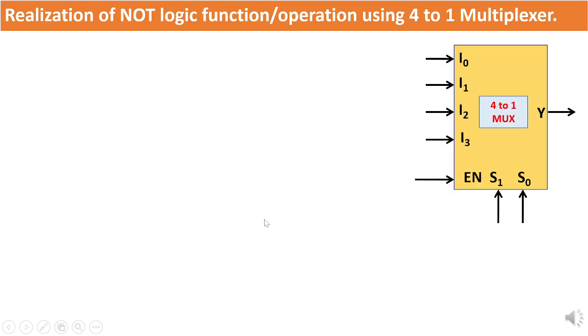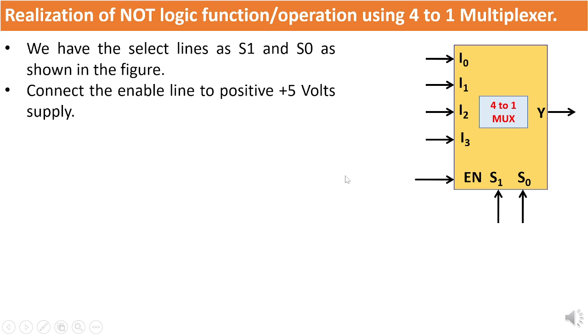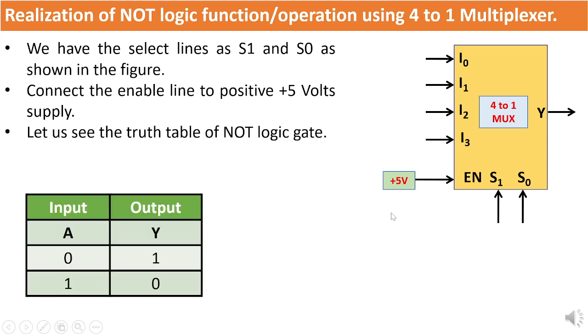Prior to implementing the NOT gate using a 4-to-1 multiplexer, it's essential to provide a comprehensive explanation of the block diagram. Within this diagram, we observe two select lines, S1 and S0. Additionally, we have designated the enable input as active high, necessitating its connection to a logic high level, typically represented as positive 5 volts DC. Now, let's revisit the truth table of the NOT gate once more for clarity.